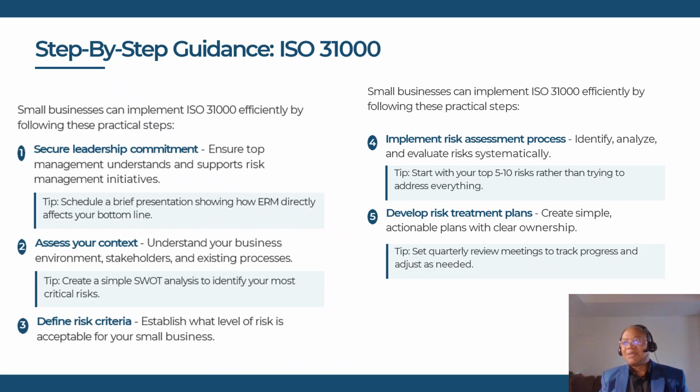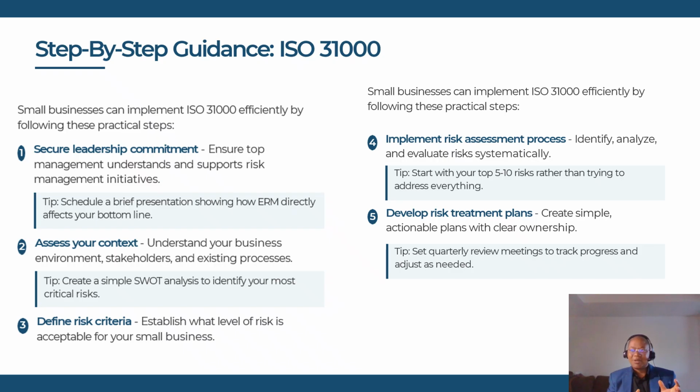Small businesses can implement ISO 31000 effectively by following these practical steps. First, we must secure leadership commitment. Like I said at the introduction, without leadership commitment, it's almost impossible to be successful in managing your risk, because the approval for the resources that you need must come from leadership.